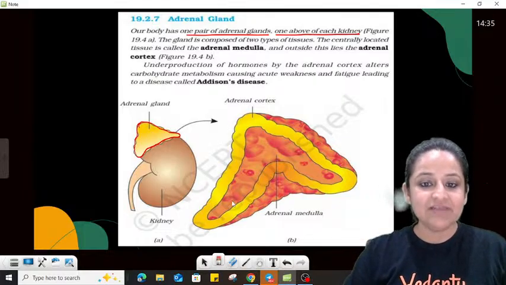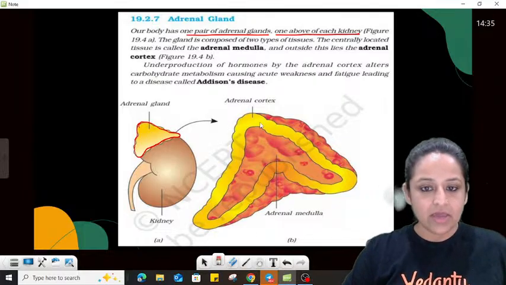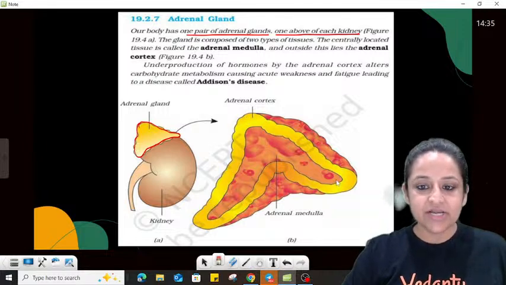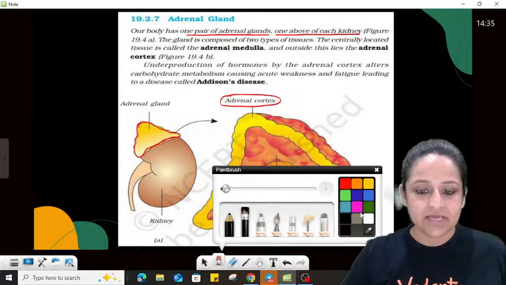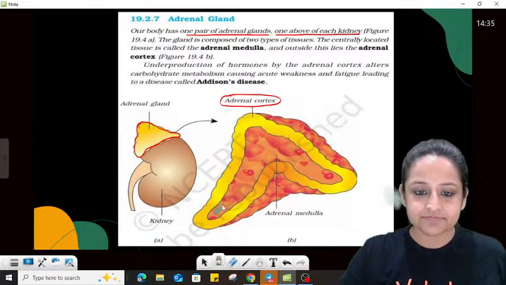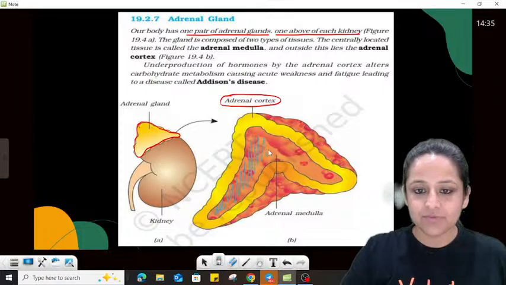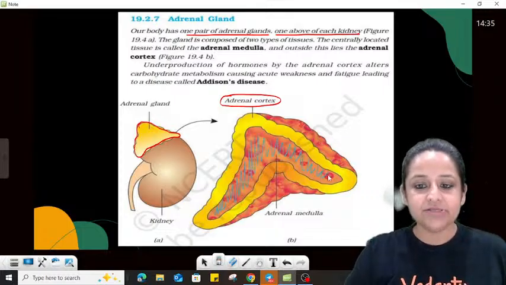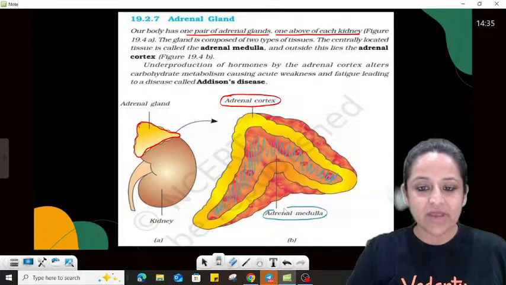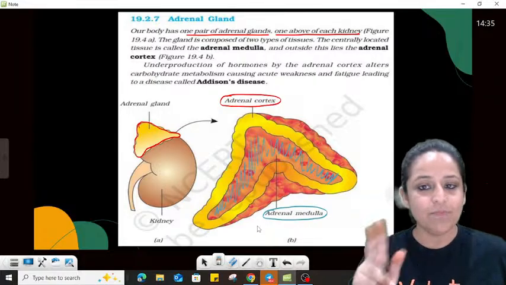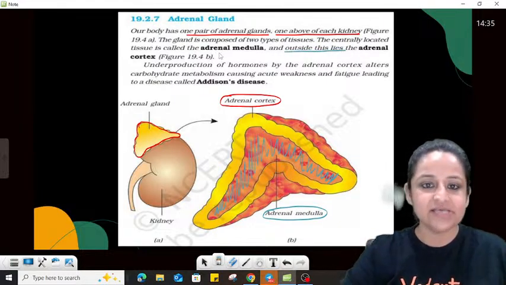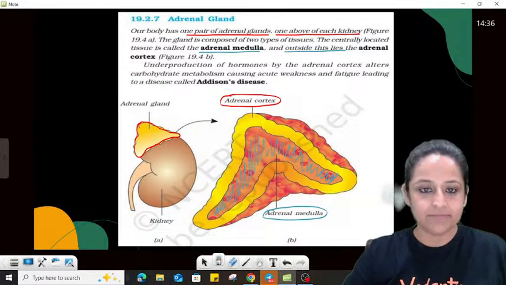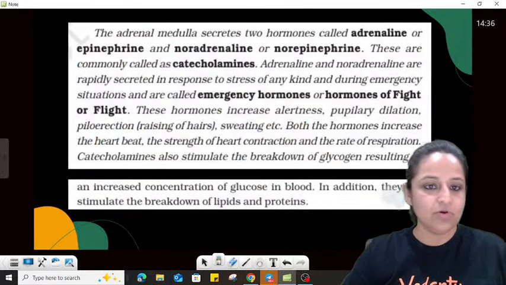The gland itself is made up of two types of tissues. One tissue present on the outside, this yellow part, is called the adrenal cortex. And the part present on the inside is called the adrenal medulla. So the adrenal gland is made up of two parts. We'll talk about the diseases later on.